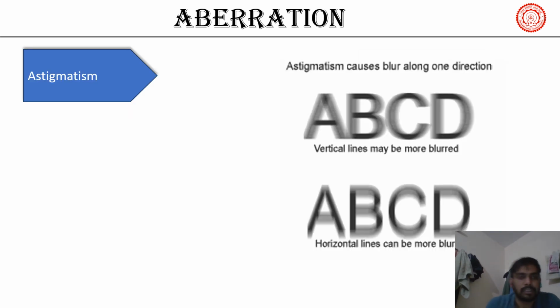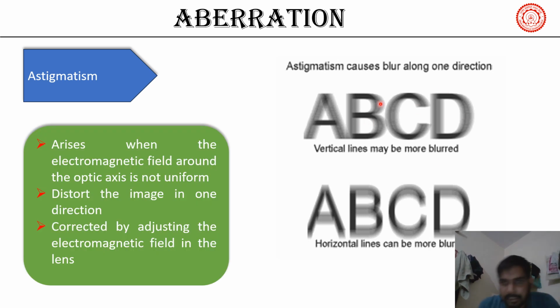Now coming to the third one, astigmatism. This is a picture related to astigmatism, where some vertical lines may be blurred and sometimes horizontal lines may be blurred. It arises when the electromagnetic field around the optic axis is not uniform. It distorts the image in one direction, and it is corrected by adjusting the electromagnetic field in the lens. So astigmatism is related only to the field around the optic axis.